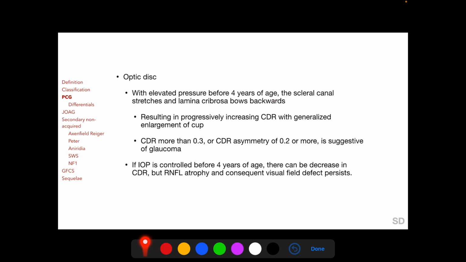A cup disc ratio of more than 0.3 or a cup disc ratio asymmetry between the two eyes of 0.2 or more is suggestive of glaucoma. And if IOP is controlled before 4 years of age, there can actually be a decrease in the cup disc ratio, which is also known as reversal of the cup disc ratio. But any RNFL atrophy and consequent visual field defect which has already occurred persists.